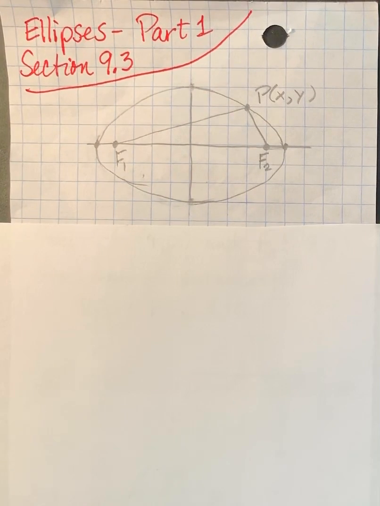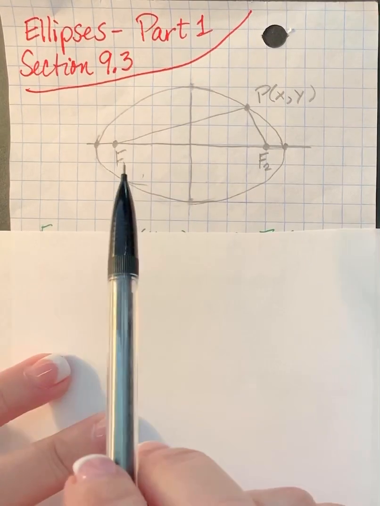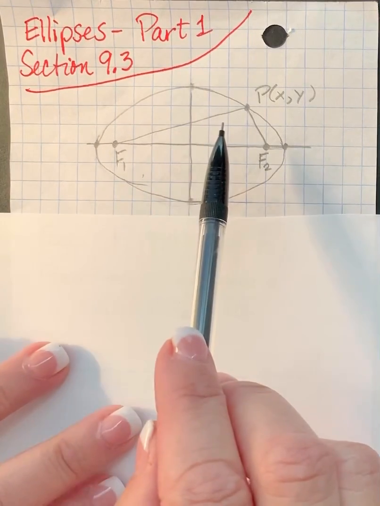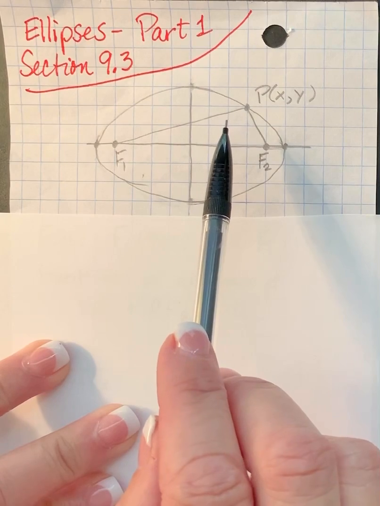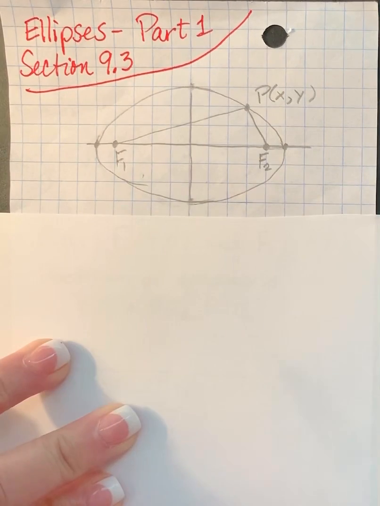Now, if you start with the formal definition of an ellipse, it is the set of all points that meet certain conditions. Just like a circle had a similar definition. It was the set of all points that were equidistant from a given point with a given radius. In this one, it's going to be the set of all points that the sum of the distances to two fixed points is always the same.